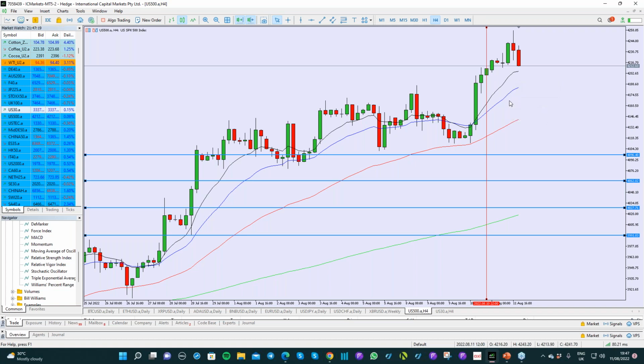So drilling down the time frames in this kind of methodology is not to try and make trades out of nowhere. It's not because I can't find a trade on the 4-hourly, therefore I must go down a time frame to try and find a trade there.